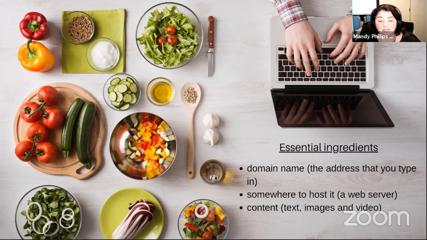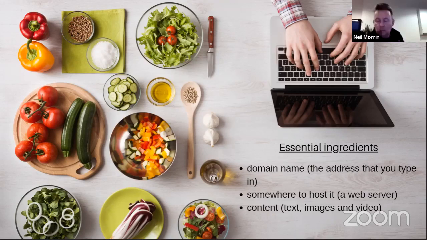You've got to buy the land. And then the domain name is the address that the postman uses to find that land. And then the content is the bricks and the mortar that hold it all together. So if you've got these three things, or you're starting to get them together, you are well on your way. Would you agree, Neil? I would.